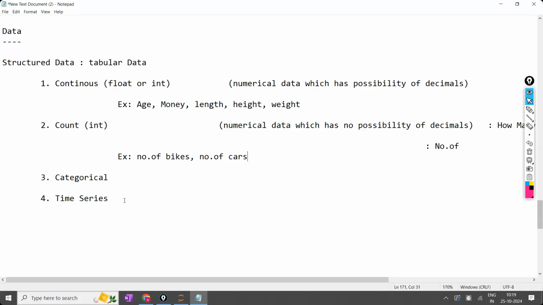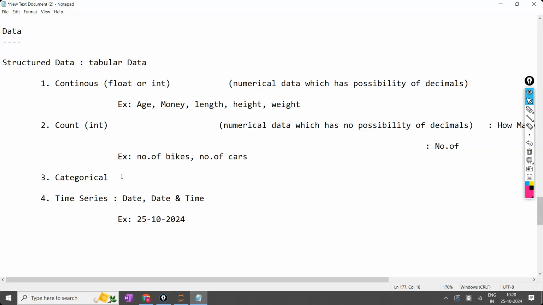Okay. Now next one is time series. Now what is meant by time series? Time series means which is date. Date column comes under date, date along with the time. These all come under time series variable, whichever is in the date format. Date format or date along with the time format, that comes under time series variable. For example, today's date is 25th October 2024. These come under time series columns.